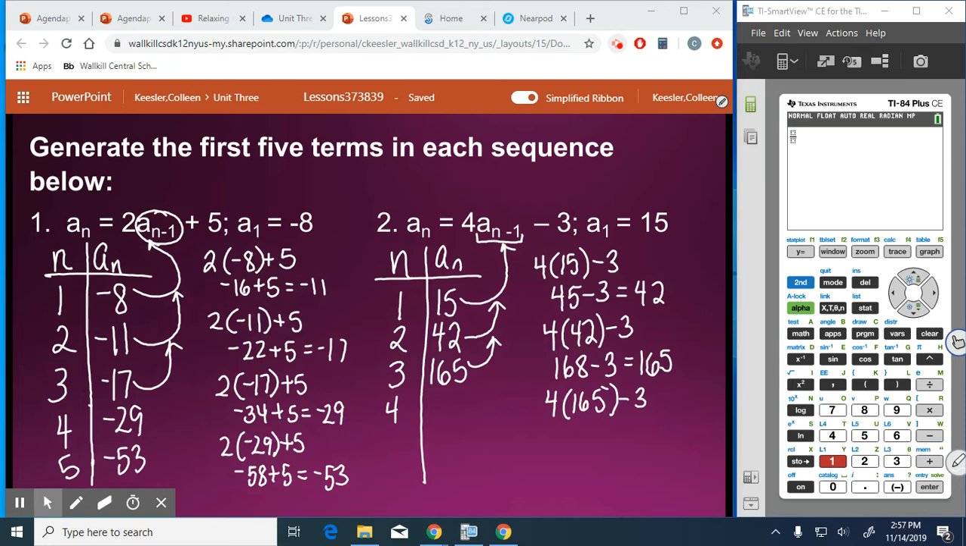So I'm going to use the calculator real quick so I don't make a silly mental mistake. 165 times 4 is 660. These can grow rather quickly. Minus 3 makes 657 rather.